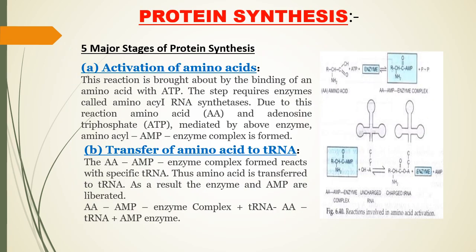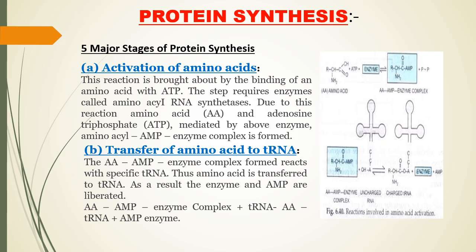Now let's see the protein synthesis. There are five major stages of protein synthesis. Stage 1 is activation of amino acids. This reaction is brought about by the binding of an amino acid with ATP. The step requires enzymes called aminoacyl tRNA synthetases. Due to this reaction, amino acid and adenosine triphosphate are mediated by the above enzyme.